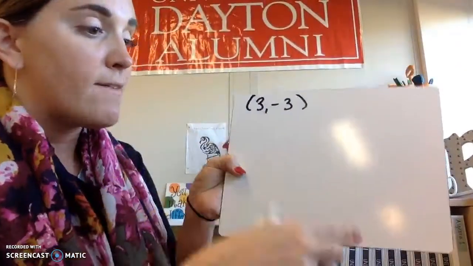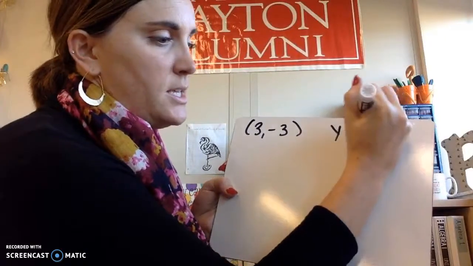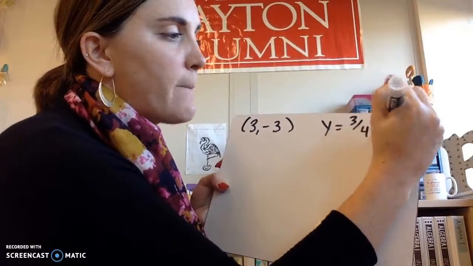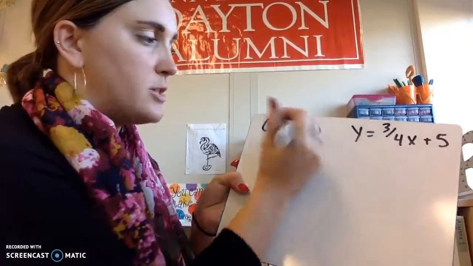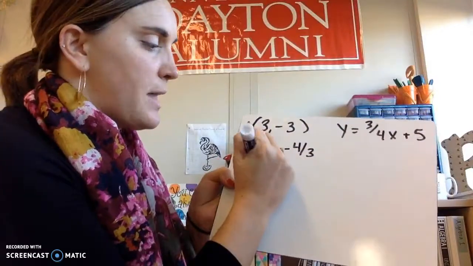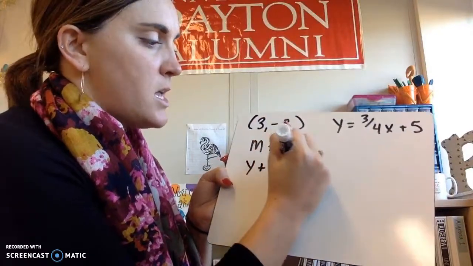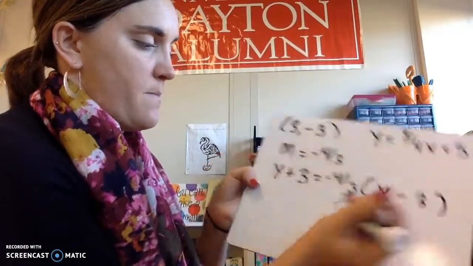So jumping right in, 9 and 10 are already in slope-intercept form, making them a little easier. They gave us the point 3 comma negative 3, and if the slope in the line they gave us is 3 over 4, that means we need the opposite reciprocal since these are perpendicular. So ours is going to have to be negative, and we're going to flip it to be 4 over 3. So that means y plus 3 equals negative 4 over 3 parentheses x minus 3.